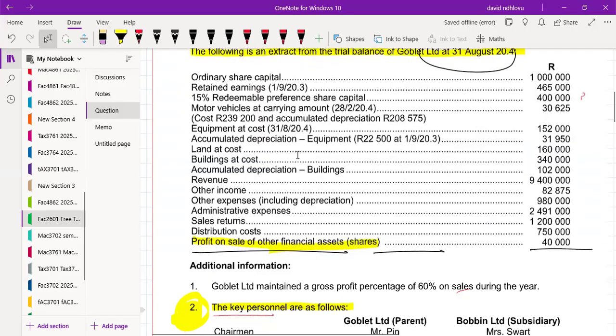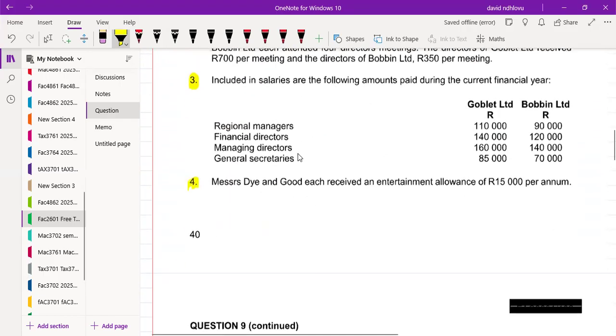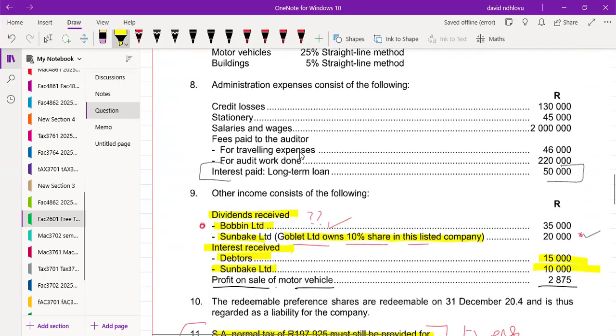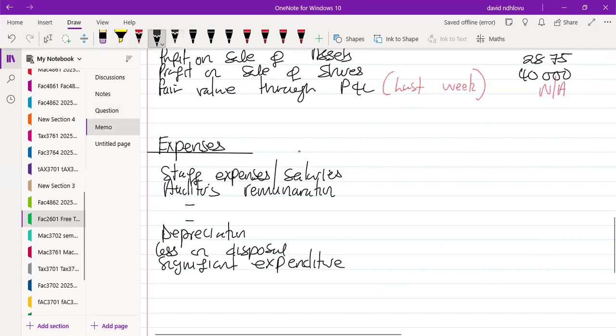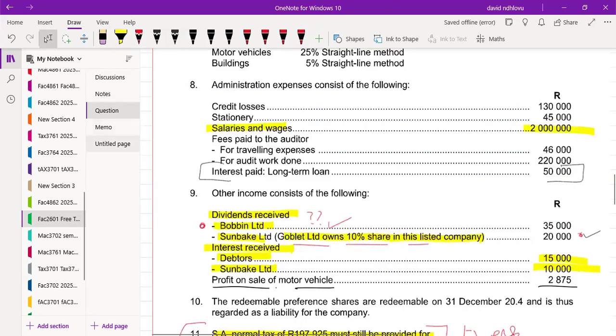Right, then you go to your admin expense. There is a breakdown of what makes up that admin expense below. This is done for the disclosure. Part of that is salaries and wages, 2 million. That's staff expenses, so you disclose that in a separate line.